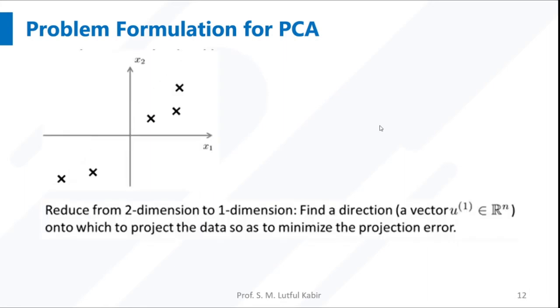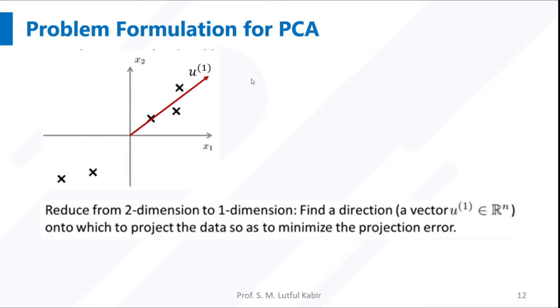Similarly, the principle to reduce from two dimensions to one dimension is to find a direction of vector. That means this red vector, find a direction onto which to project the data so as to minimize the projection error. There may be some other line, some other direction vector, and this vector may be the best vector because the projection error from the given point onto the direction vector, we call it error, and the square of the error is minimum.